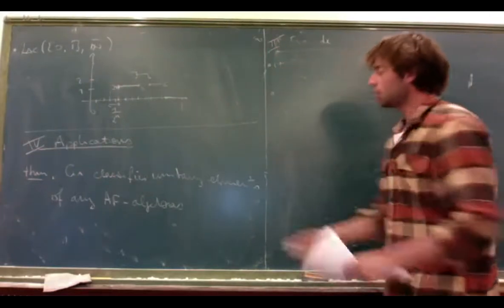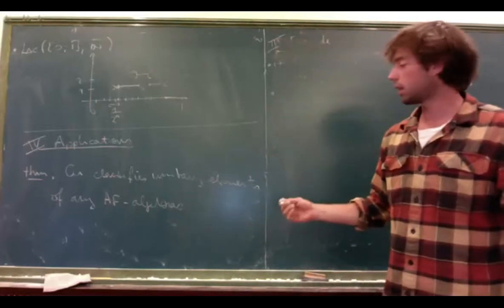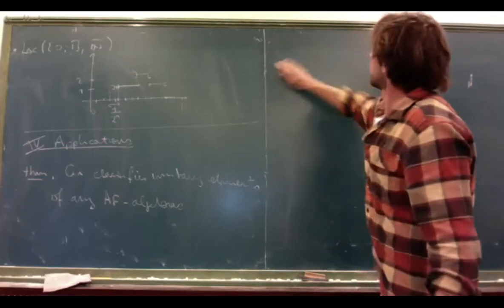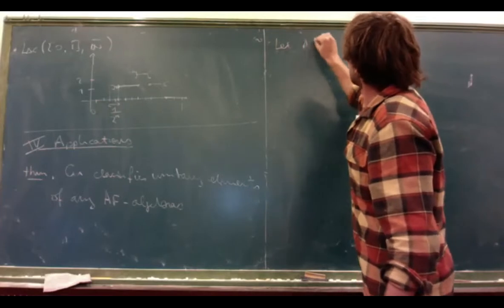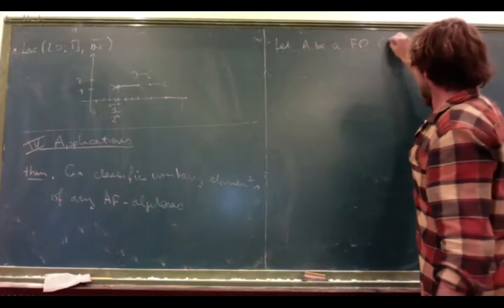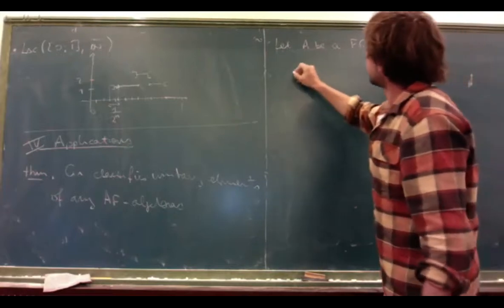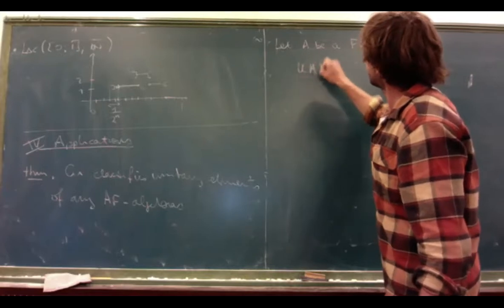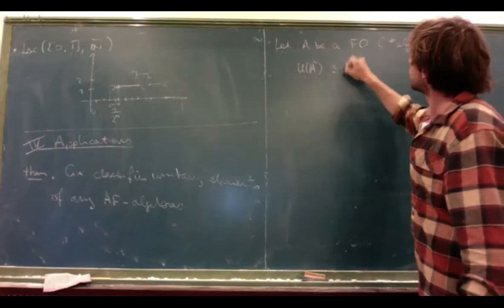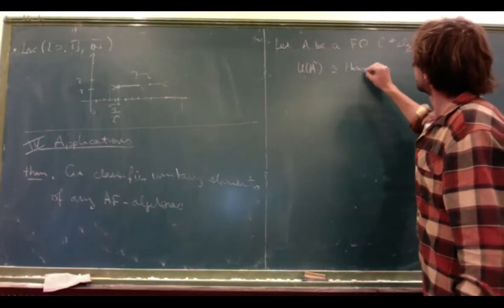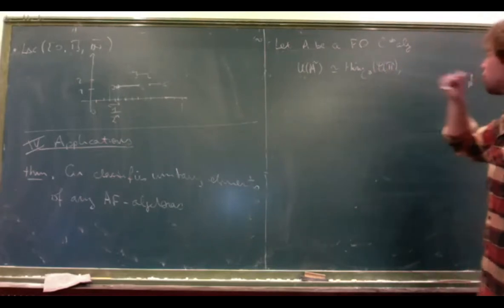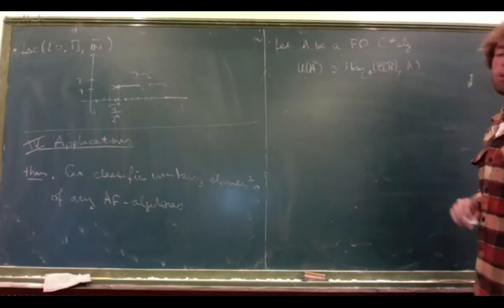So the way to do this is to see unitary elements as a star homomorphism from the continuous functions. So let A be, for starters, a finite dimensional C-star algebra. The unitary element of A, let's say it's unital, if not, you can unitize it, you can see it as a star homomorphism from the continuous functions over the circle to my algebra A, okay?